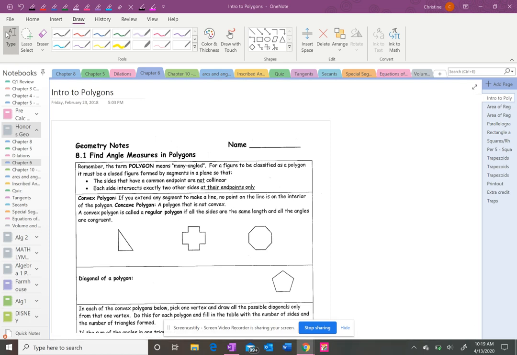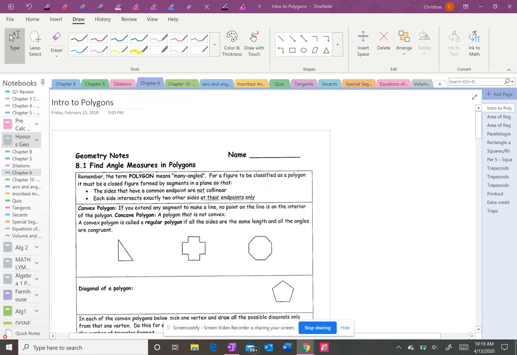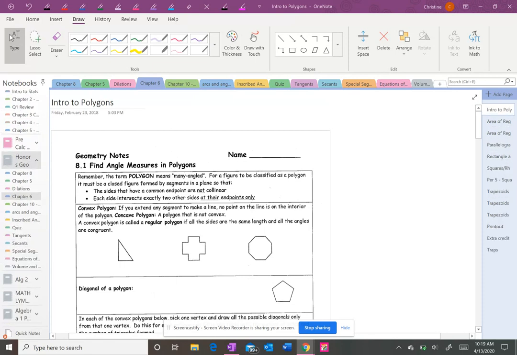All right, in this lesson we are going to talk about finding the angle measures in any shape. And so here's my question for you. What did the mathematician say when her parrot flew out the window? You guessed it: polygon.